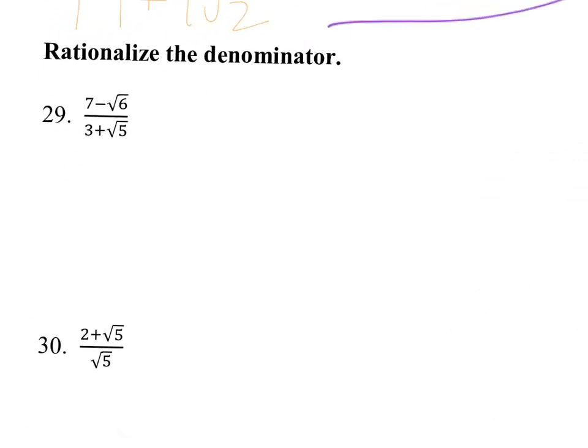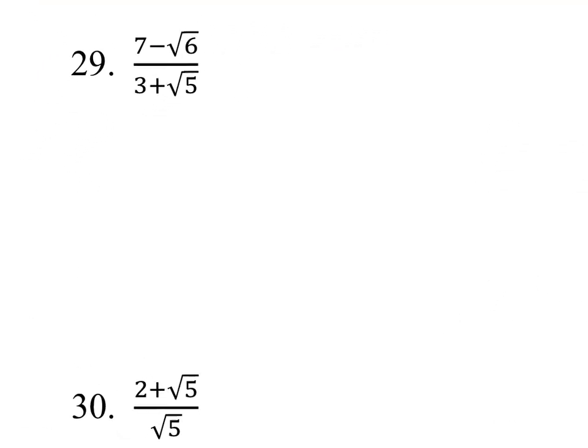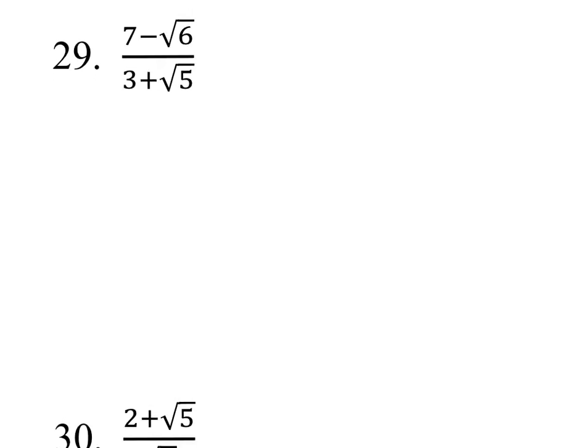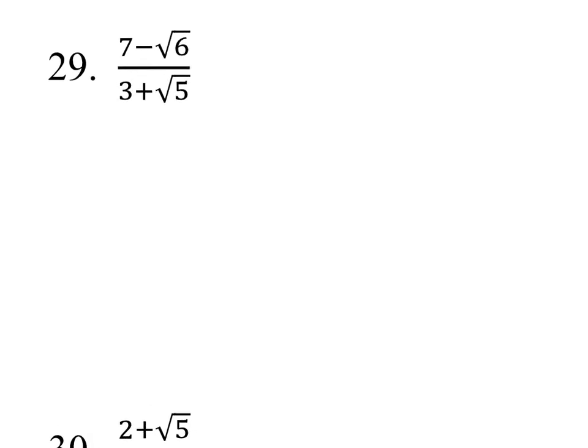Next one, I have to rationalize my denominator. So question 29, I see adding and subtracting. That means I have to multiply by the conjugate. Again, what is that conjugate? I'll tell you. The conjugate, when you're looking at the denominator, is the same two numbers, so in this case, it's 3 and square root 5. Whatever is in the middle, you want the opposite. So if this is adding, this should say subtracting. So I want to put subtraction.